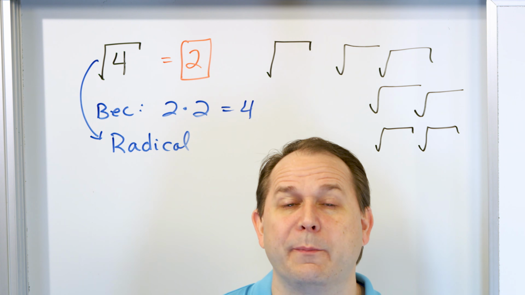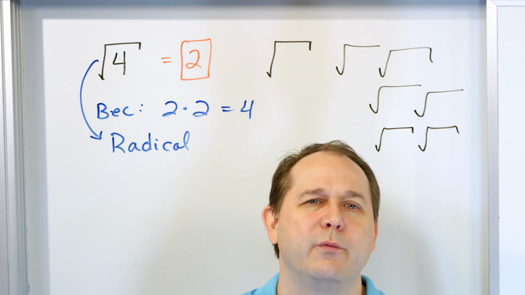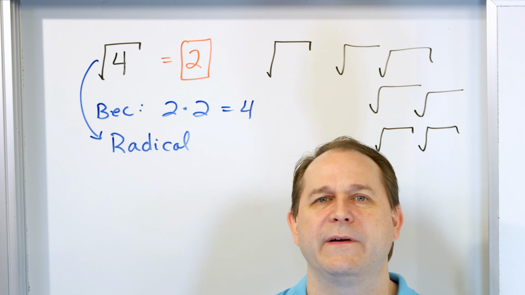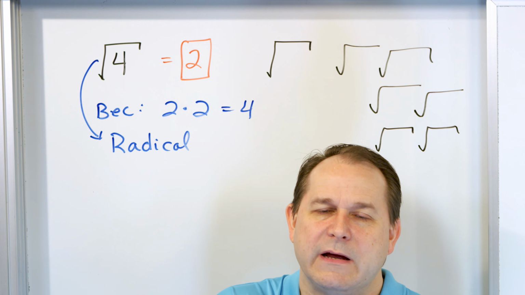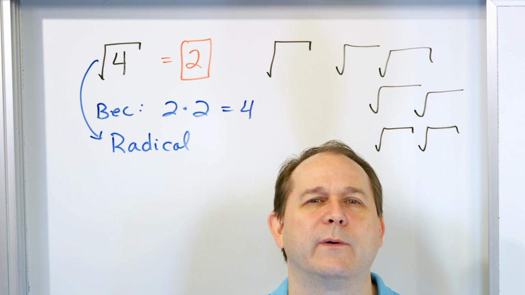Now, those of you who are paying close attention might realize that there's another answer to this, right? So we have the square root of 4, and we want to figure out something times itself is equal to 4. So 2 times 2 is 4, but there's another answer. Can you guess what it is?